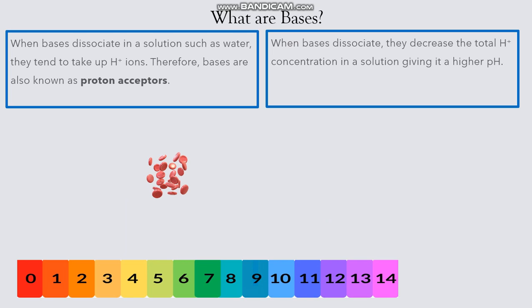When bases dissociate in a solution such as water, by contrast, they tend to take up hydrogen ions. Therefore, bases are considered proton acceptors. When bases dissociate, they decrease the total amount of hydrogen ions in the concentration, giving it a higher pH. And there's the equation.